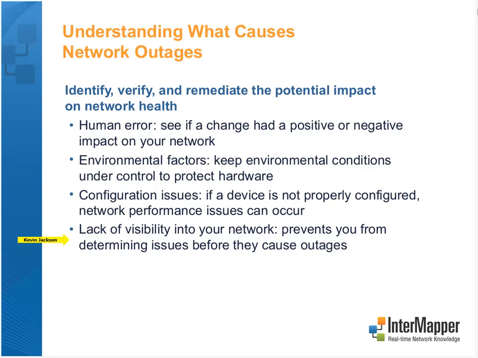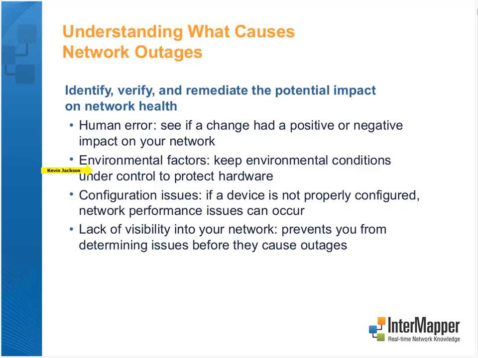If you can't see, then obviously you don't have that understanding in terms of what's going on or what needs to be addressed. So again, this prevents you from determining issues before they cause outages. Visibility, I think, is key in terms of having an overall understanding of your environment and seeing what's going on. And this can help you with the human error and the environmental factors. So everything is kind of intertwined.